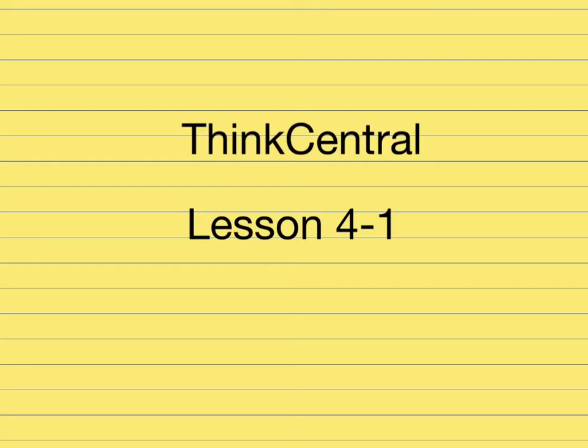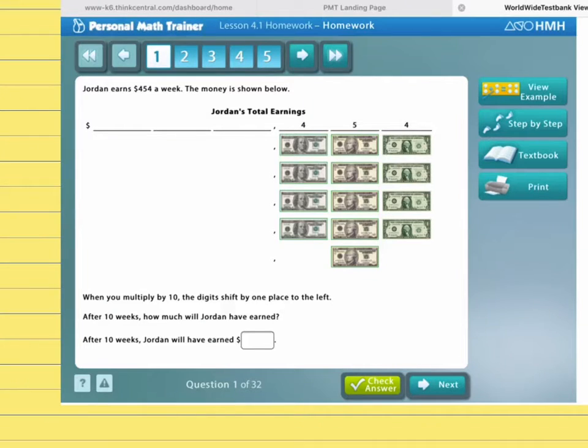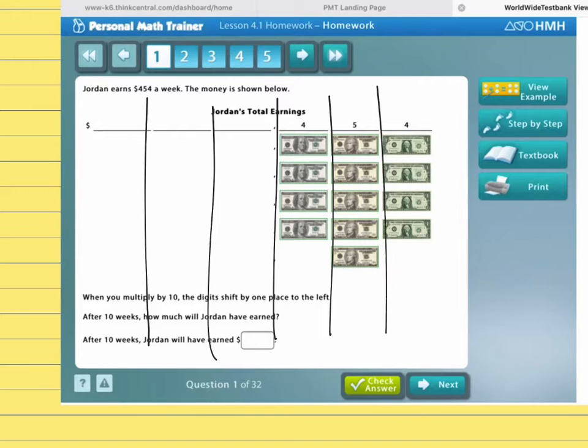This will be our overview of ThinkCentral homework lesson 4.1. So in this unit we're going to be talking about multiplication and how it affects digit shifts or decimal shifts. Pretty simple concept if you know your place value chart. So what I'm going to do here is draw columns to represent place value. So this is the ones place here, tens, hundreds, thousands, 10,000s, 100,000s.